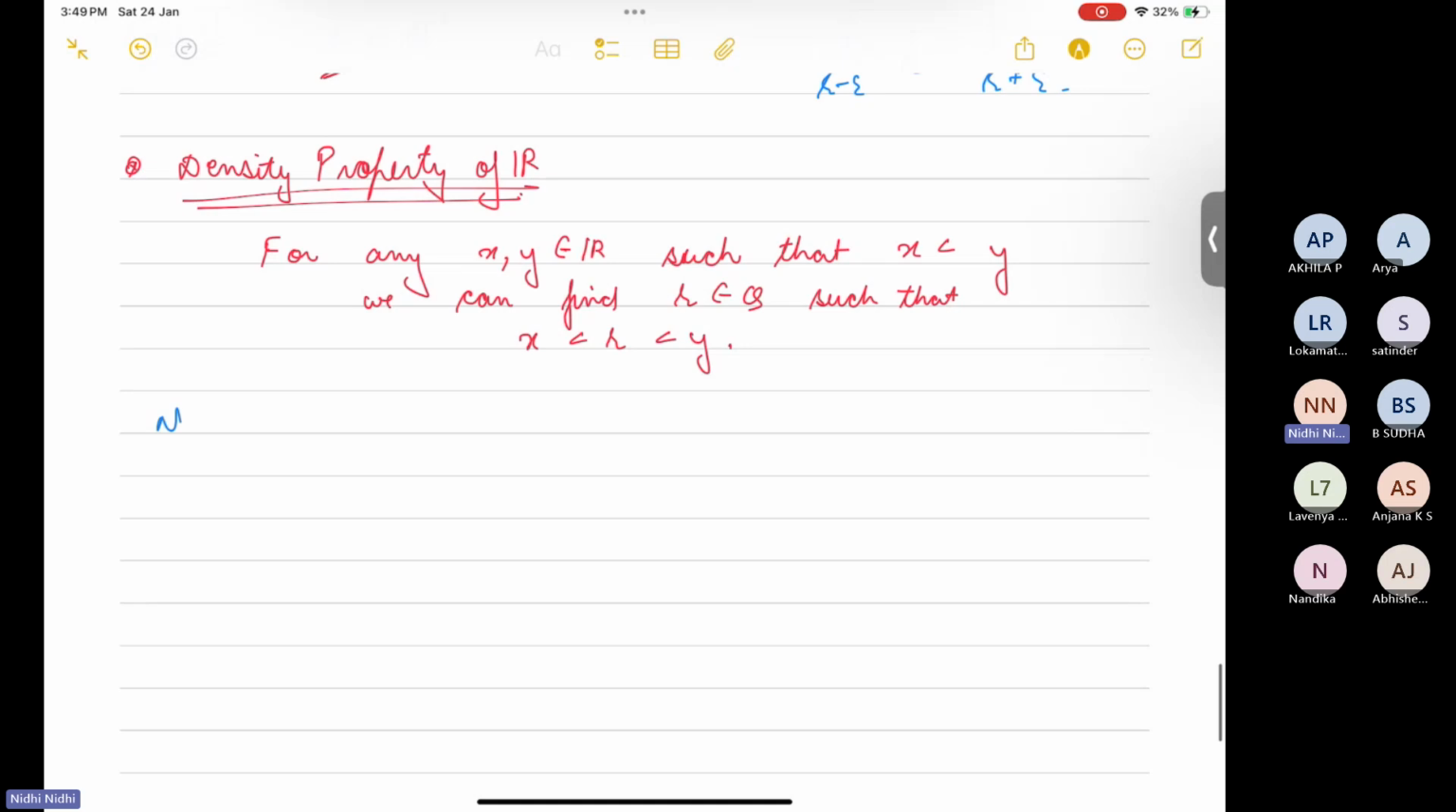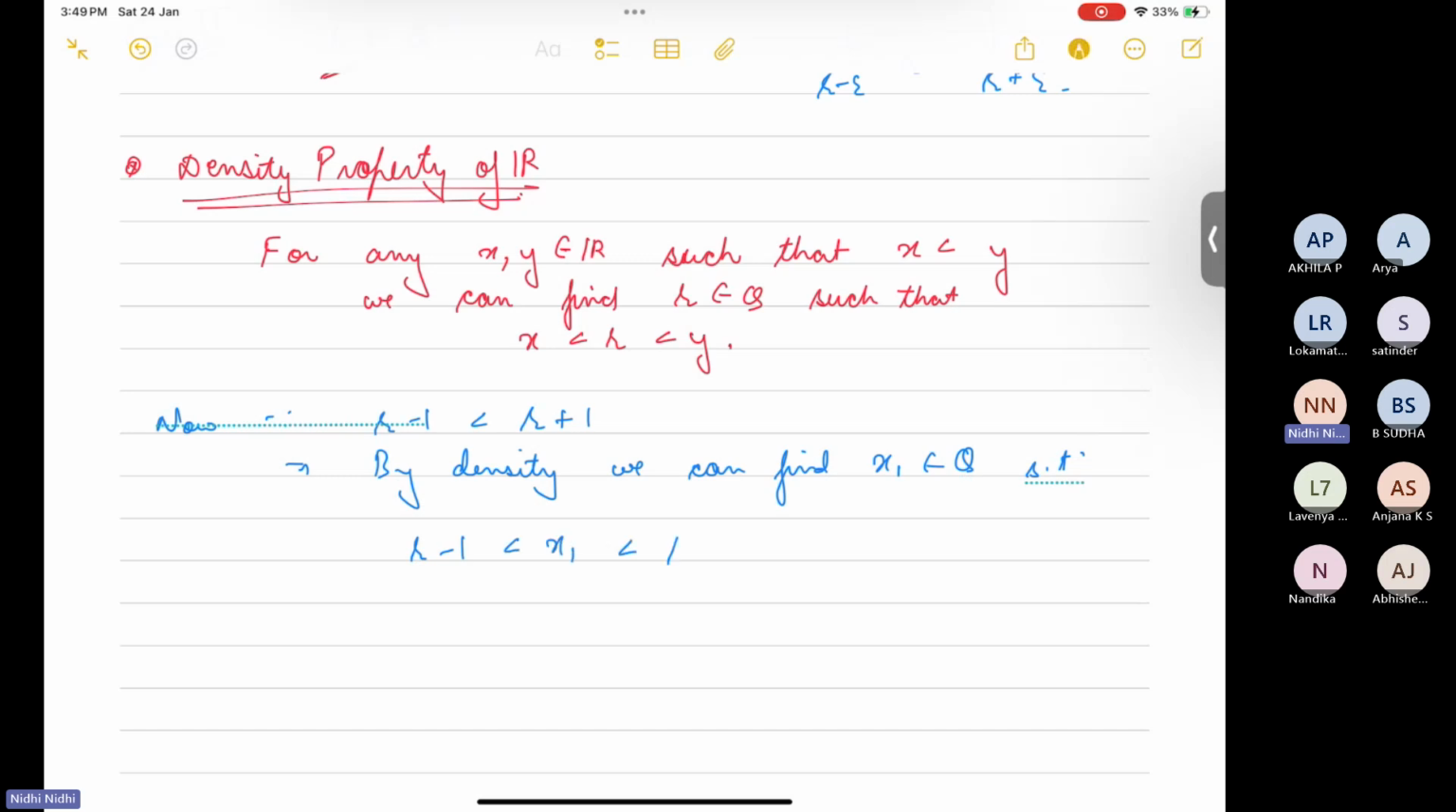Now since R minus 1 is strictly less than R plus 1, this implies by density, we can find a rational number, I'll call it x1 in Q, the set of rational numbers, such that R minus 1 is strictly less than x1, strictly less than R plus 1.